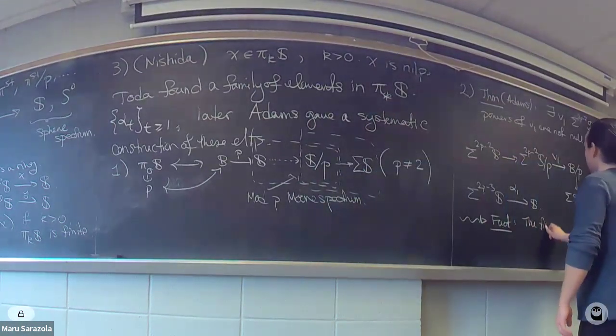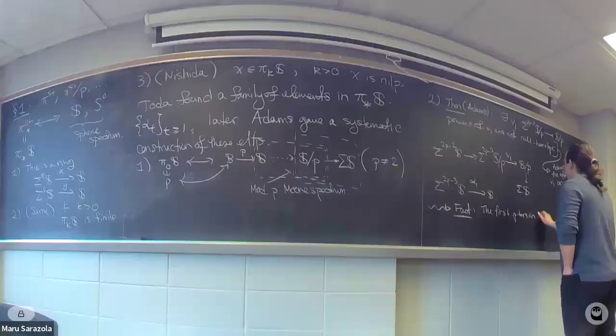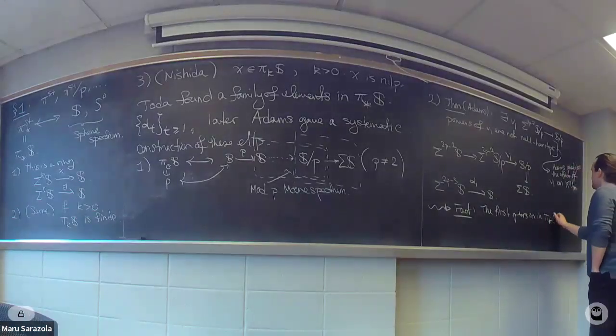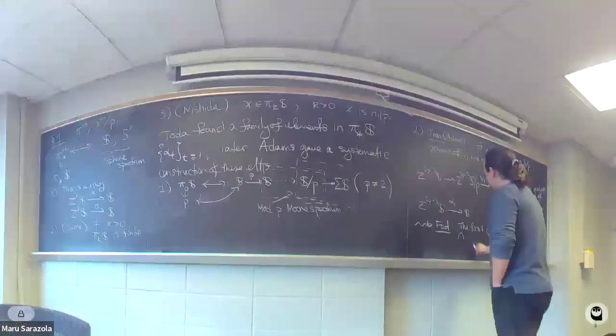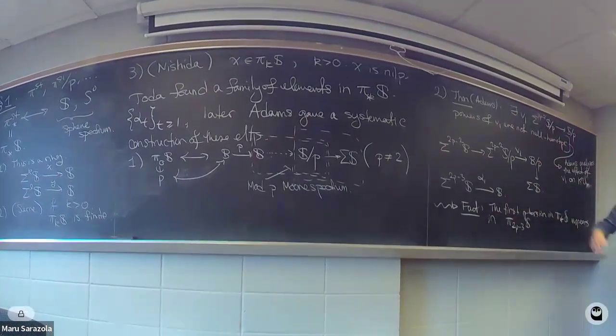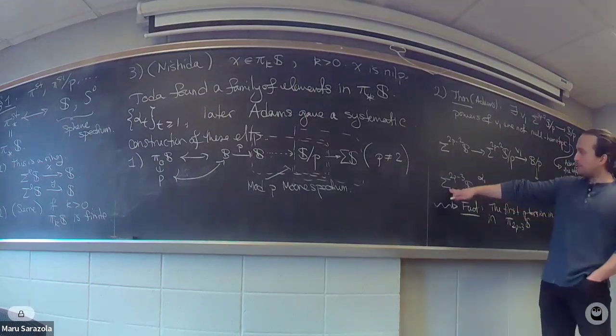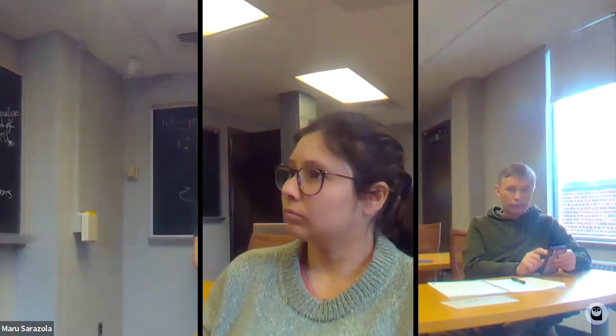the first p-torsion in pi star of the sphere appears in pi 2p minus 3 of the sphere, and it's exactly given by this alpha 1 class. Because a map from the 2p minus 3 suspension of the sphere into the sphere is exactly a class in this stable homotopy group.